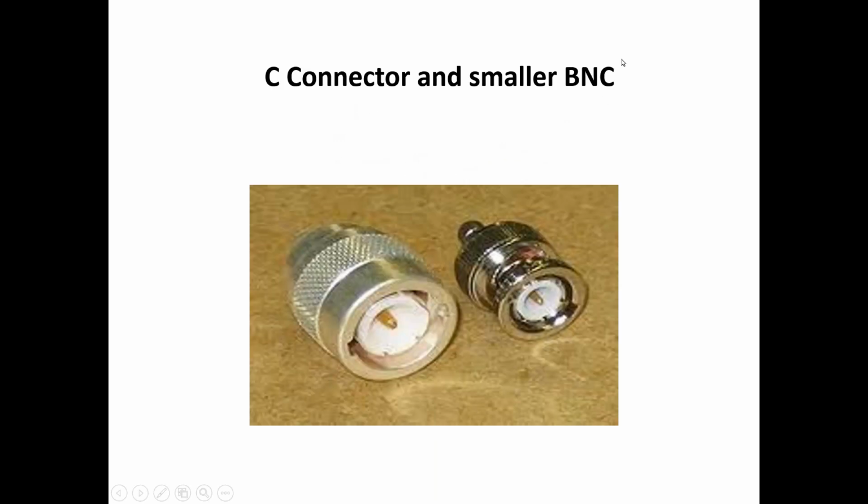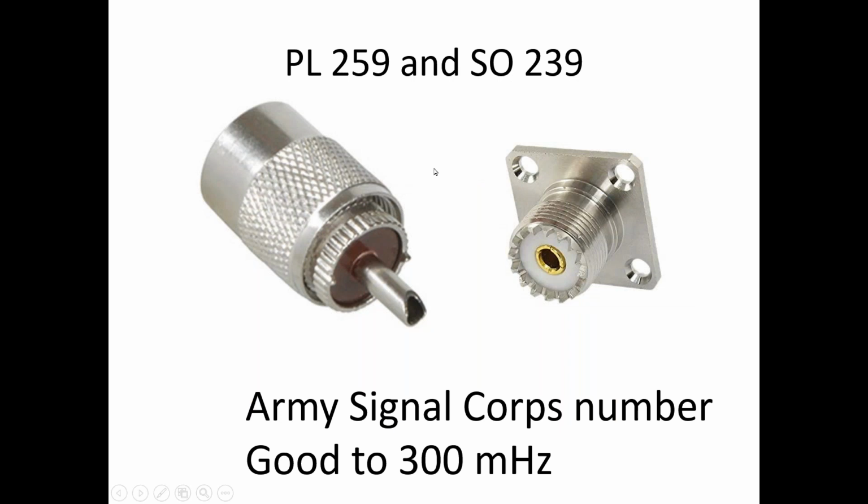This is the C connector. You can see the similarity between the C connector and the BNC connector. Again, BNC is common to us, C connector not so common to us. Now, PL259 and SO239, most common to us as ham radio operators. Why is this a PL259? It was the 259th plug in the Army Signal Corps' description of plugs. Why is this an SO239? Because it was the 239th connector in the Army Signal Corps' collection of connectors.